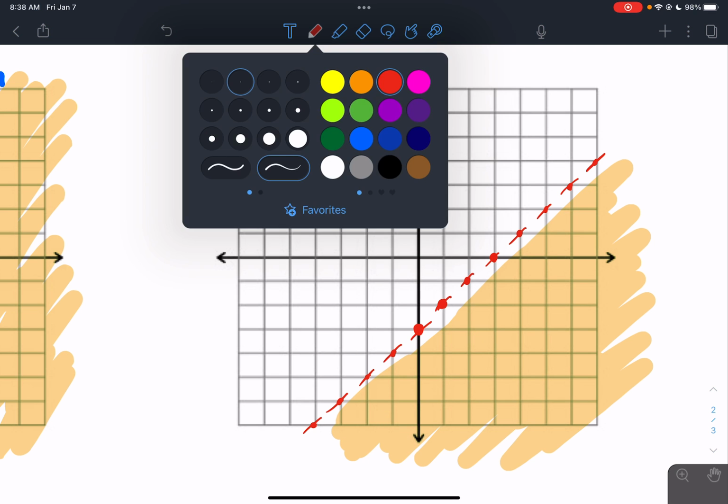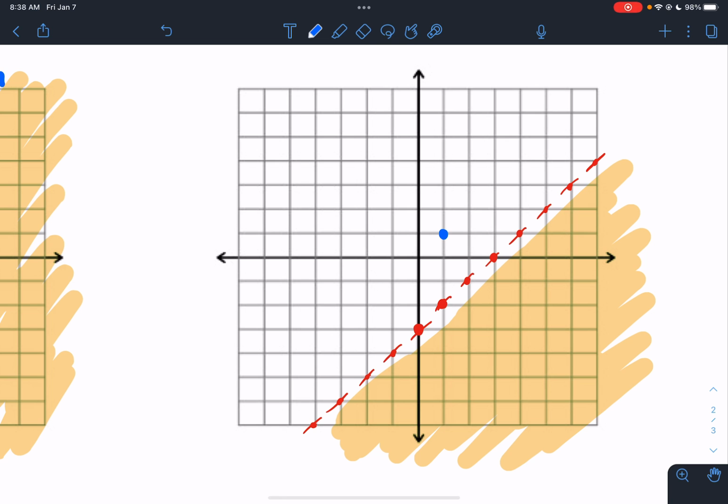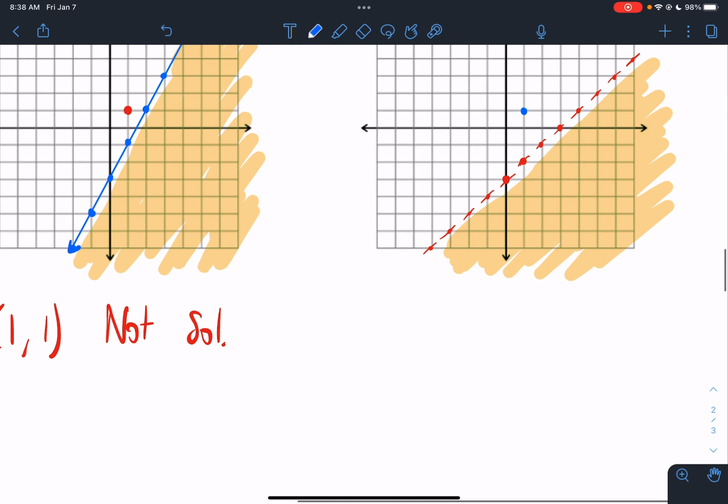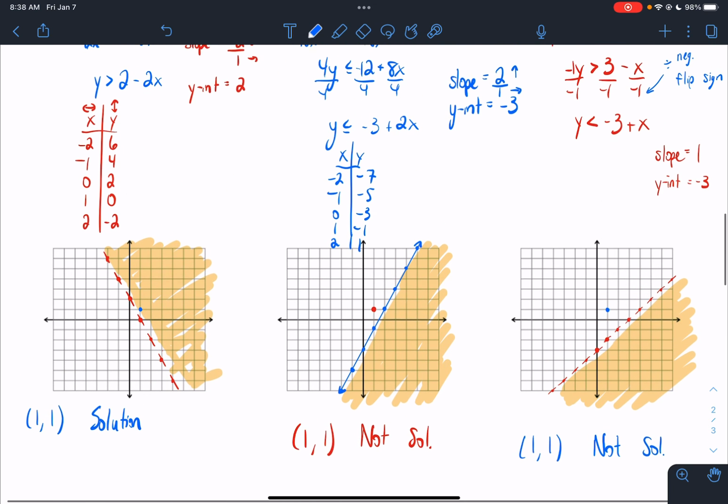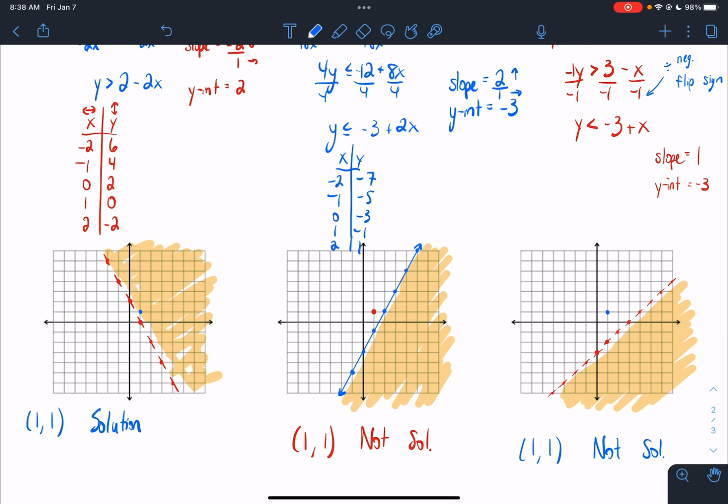Again, I can ask that same question. Is 1, 1 an ordered solution? It is not a solution because it's not in my shaded region. So again, I'm getting my y by itself. I'm graphing it like it's an equation, like it has an equal sign. And then I can use Desmos to figure out whether it is a dotted line, solid line, and which side to shade.